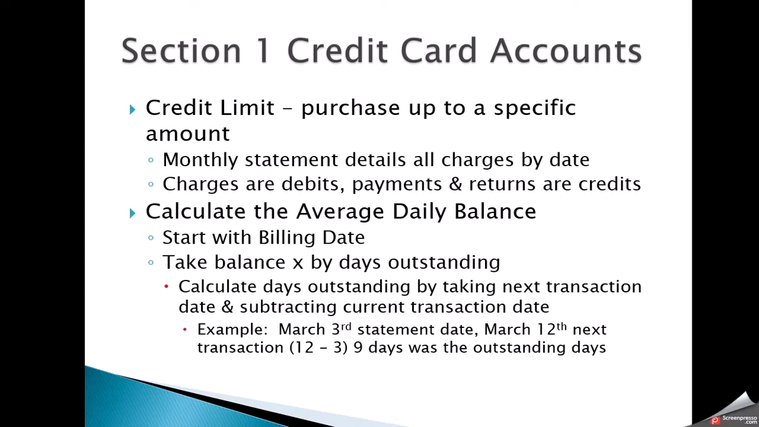So if my billing date is March 3rd and my next transaction wasn't until March 12th, there would be 9 days. So then you take the balance on March 3rd, multiply it by 9 days, and that's going to be your weighted total for that particular line item. Then you go down to March 12th and you look and see what happened on that day. Did you increase or decrease your balance? How long was that outstanding? And then you'll have a total there.